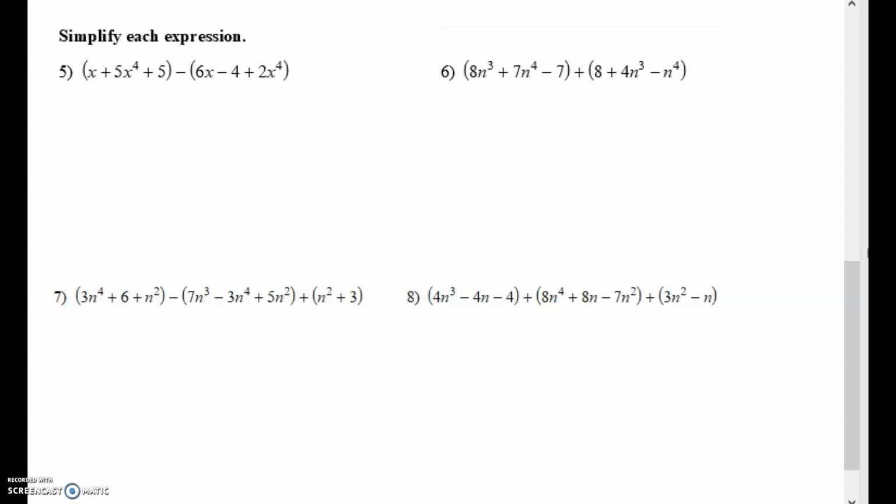All right, so I'm going to rewrite it first because you'll notice we got a negative sign there. So let's do that. So we got 3n to the 4th plus 6 plus n squared. Now we're going to distribute minus 7n cubed. Minus would be a positive 3n to the 4th. And then a negative and a positive would be a negative 5n squared. Now you'll notice this one has a positive sign, so nothing really is going to change with that group. So I'm just going to put it all together here.